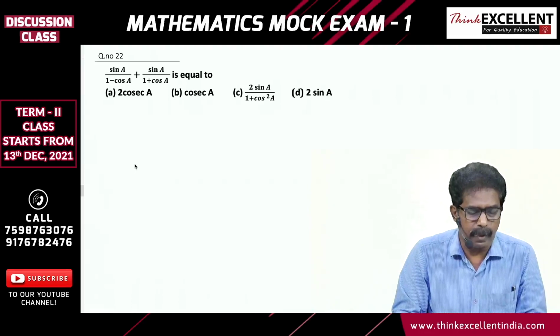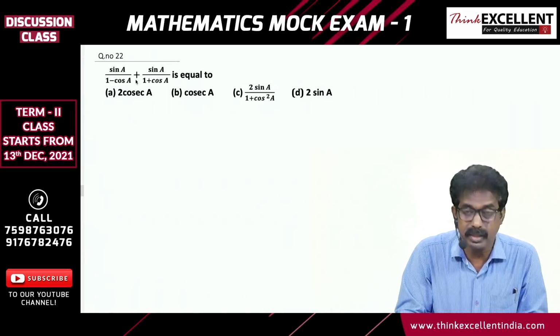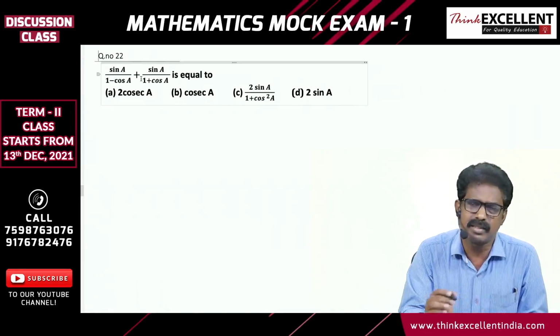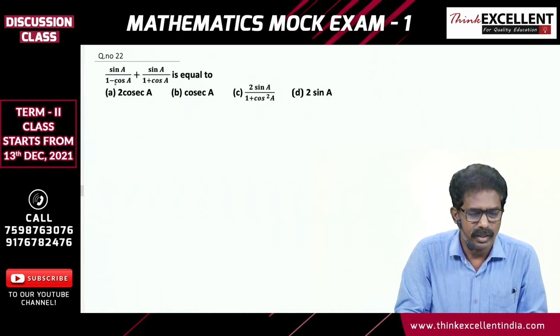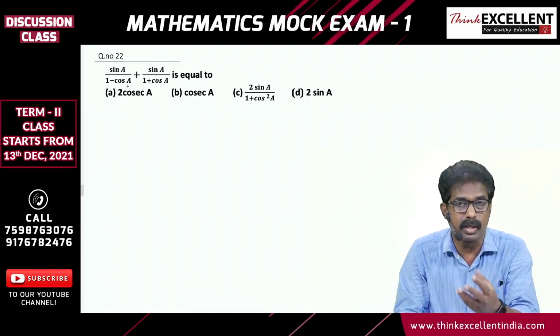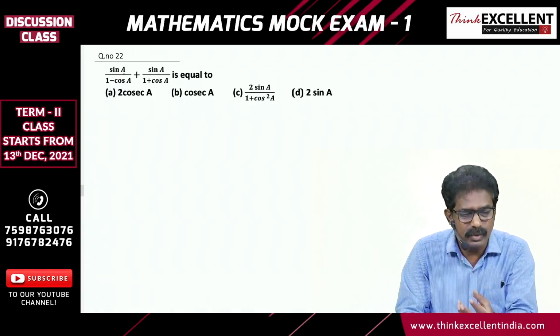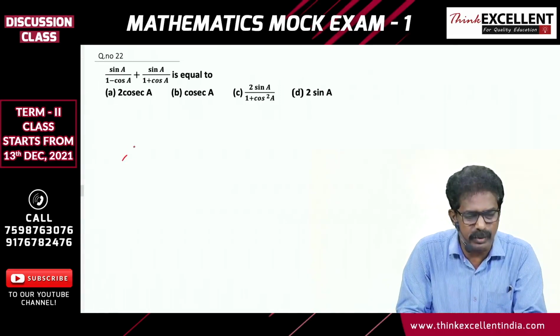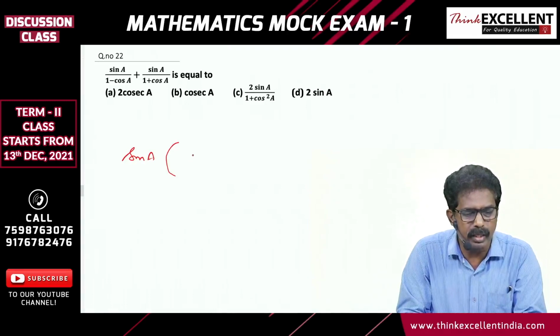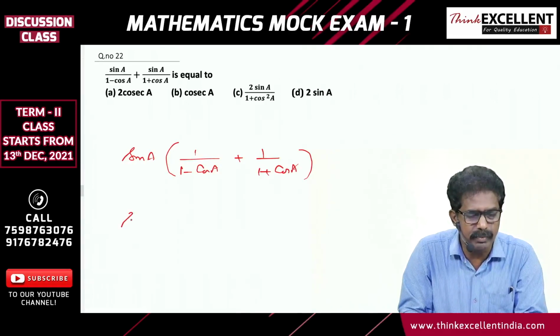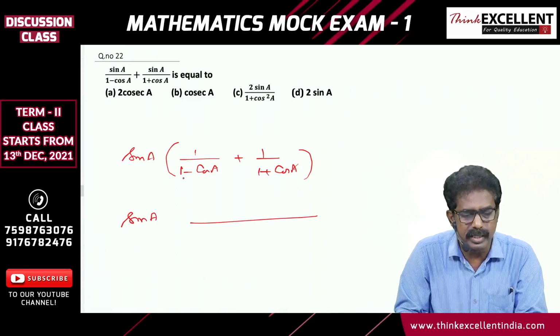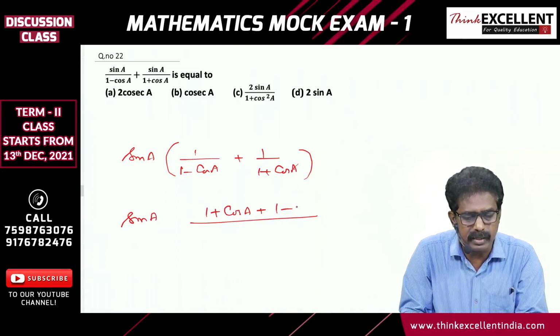Look at this question. It's a very simple question. Trigonometry. Normally you find trigonometry tough, but that's not a tough thing. It's very, very easy only. So you can do it a very simple way. What I do normally, and I don't know what method you did, you would have taken LCM. First, what I do normally, here sin A is common, take it outside, sin A. What's the remaining? 1 by 1 minus cos A plus 1 by 1 plus cos A, right? Now you take LCM, little more easier. Sin A into LCM is 1 plus cos A here, 1 minus cos A here.